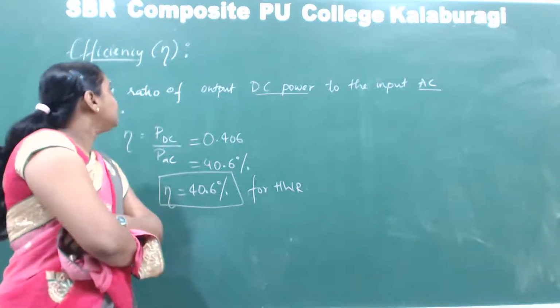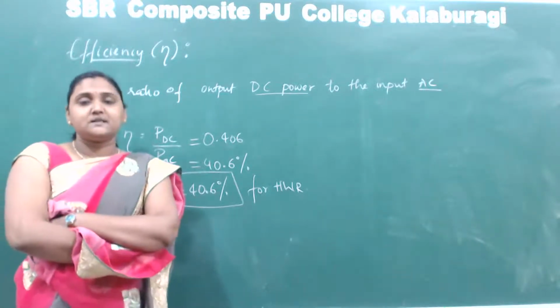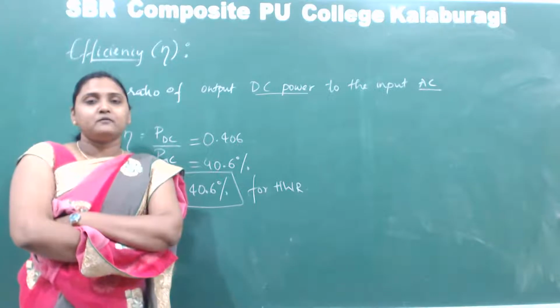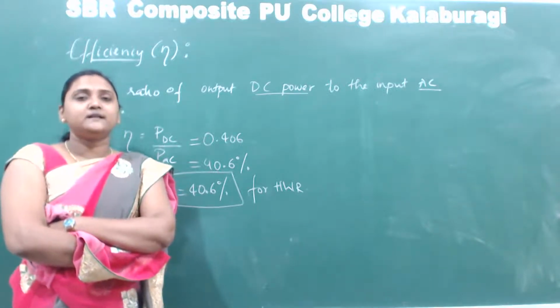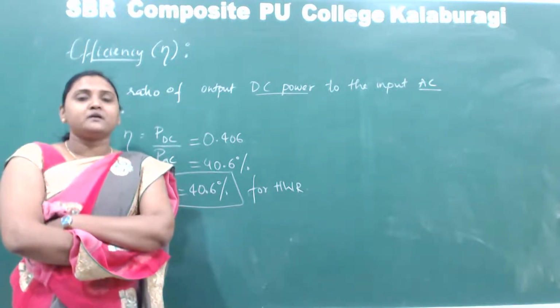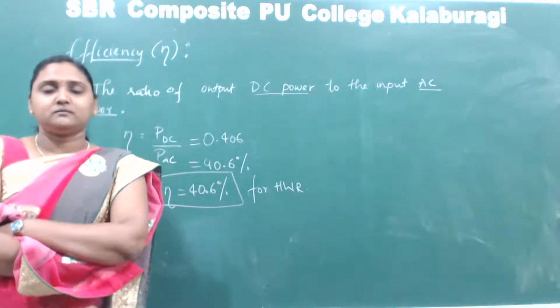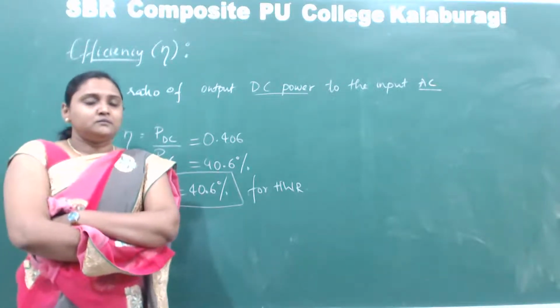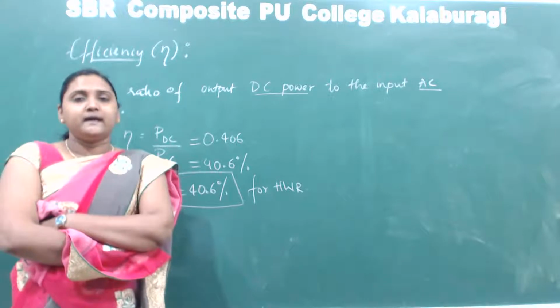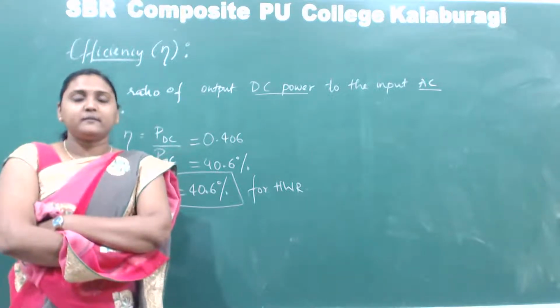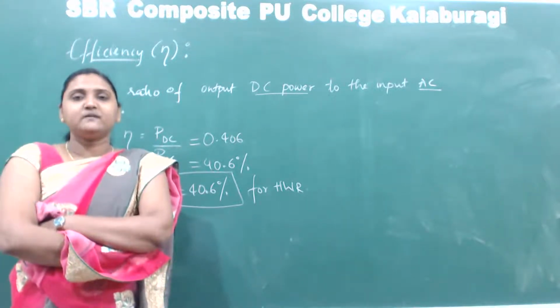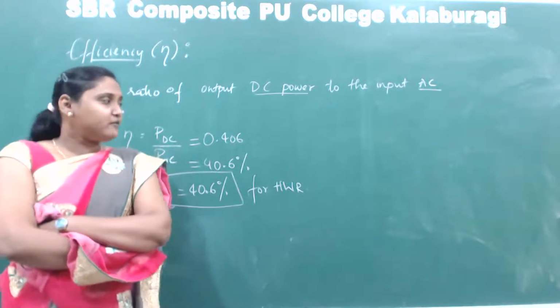And we have seen the ripple factor. Ripple factor is the ratio of RMS value of the AC component to the DC or average value of the output DC component. Right? It is given by under root (Irms by Idc) whole square minus 1, and its typical value is 1.21 for half wave rectifier.